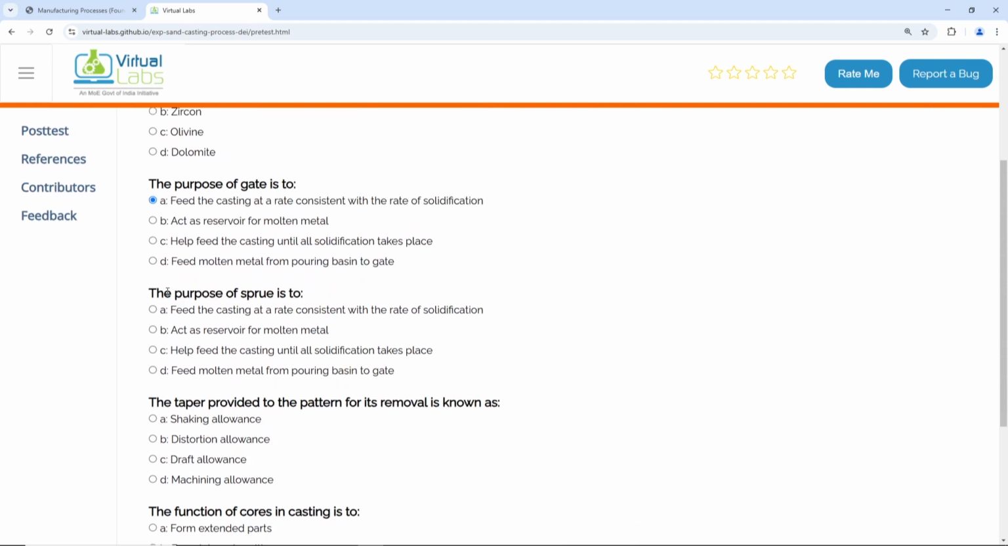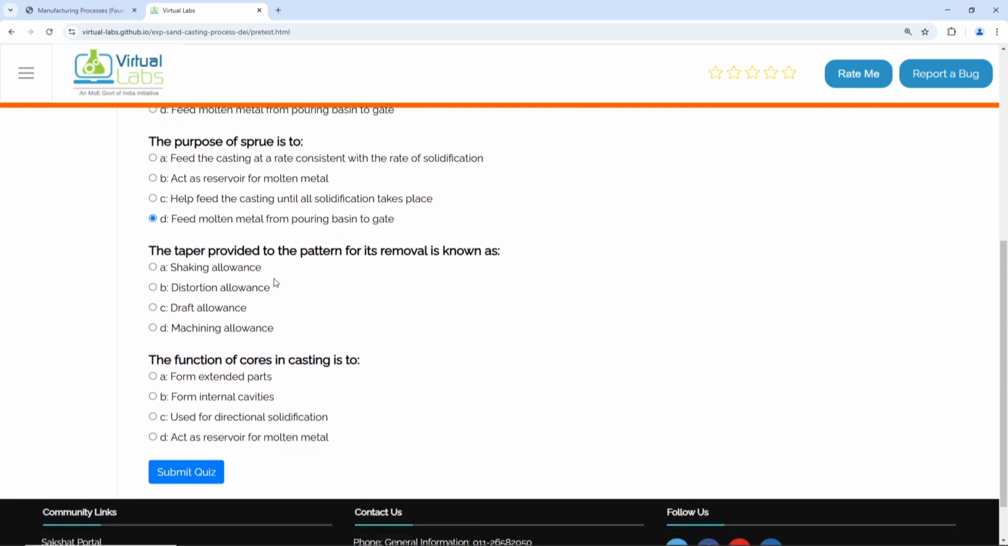The next question is, the purpose of the sprue is to feed the casting at a rate consistent with the rate of solidification? No. Act as a reservoir, help feed the casting until all solidification takes place? No. Feed molten metal from the pouring basin to the gate? The answer is feed the molten metal. This is the purpose of the sprue. Then the taper provided to the pattern for its removal is known as what? Yes, it is draft allowance. Draft allowance is the angle or the taper that is provided, that we have studied.